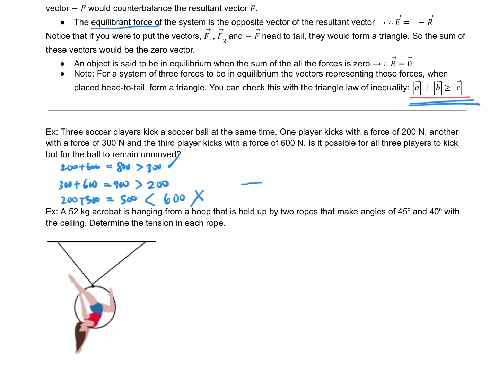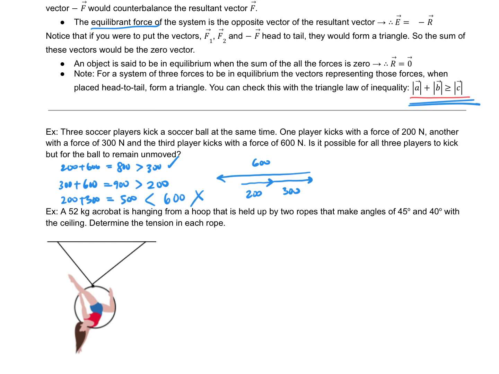So even if I lay them flat out like this, this is the 200, this is the 300, the 600 is going to be too much, even if it's going in the exact opposite direction. I can't connect these vectors head to tail to have that 0 vector. So this, it's not possible.